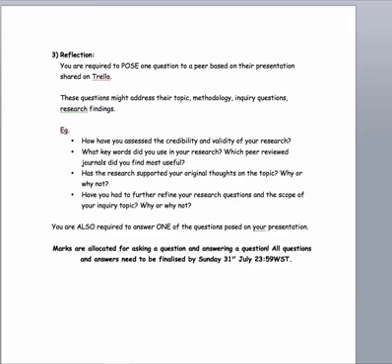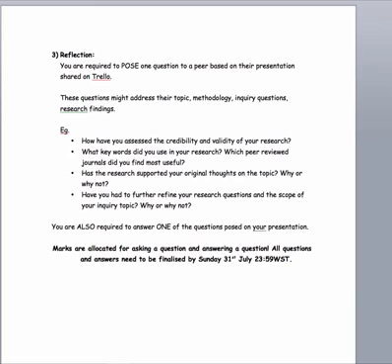Okay, so in the reflection you are required to pose one question to a peer based on their presentation shared on Trello. So you go on Trello, look for one of your peers who's posted or shared their presentation on Trello, and you pose one question. Now these questions might address their topic, their methodology, inquiry or research questions, research findings, and so on.